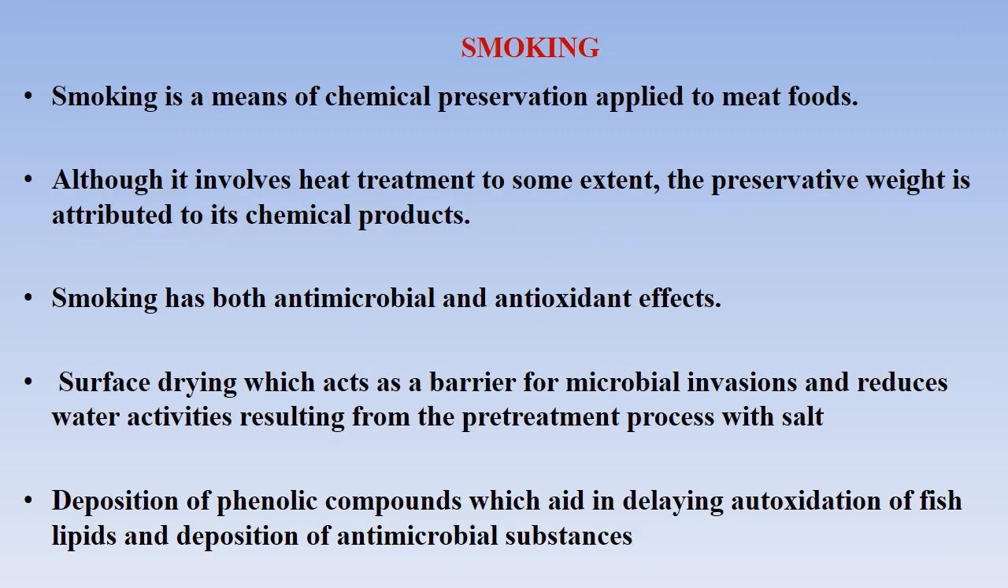Another chemical method, a very old and common practice, is smoking. Smoking is done by burning wood, and the smoke is allowed to be absorbed on the fish or meat. So it's a kind of chemical preservation. It also involves partial heat treatment, but the main effect is due to the chemicals present in the smoke. Smoke has both antimicrobial and antioxidant properties. Here it causes some kind of surface drying also due to the lower heat effect, and also prevents microbial invasion due to the formation of a thick layer on the outside, and it also reduces the activities of the microbes, along with the effect of salt, since the fish first undergoes curing and then smoking.